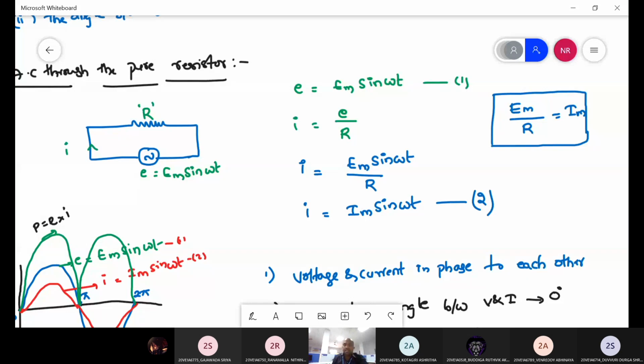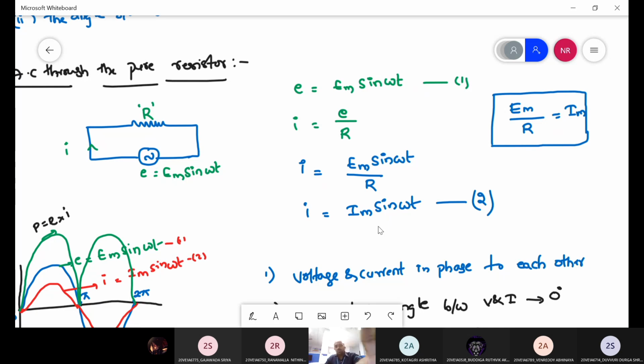In the second unit, E is equal to Em sin omega t. Here I am considering one resistor. Then I is equal to E by R, that is, I is equal to Em sin omega t by R. Means current is equal to voltage by resistance, that is the standard law. Then Im is equal to Em by R, so Em by R sin omega t. Em by R is nothing but Im. So we got the value of I here.